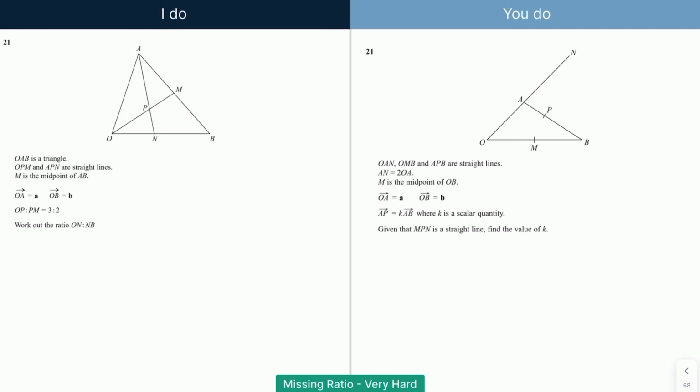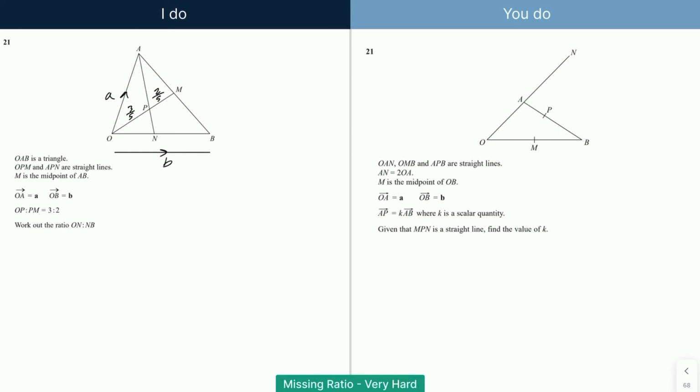So if we read the question, we have a triangle. M is a midpoint. We know that O to A is a. O to B is, so we know this full length is b. O to P is 3/5, and that's going to be 2/5. So far, I'm just reading the question and labeling what the question's told me.